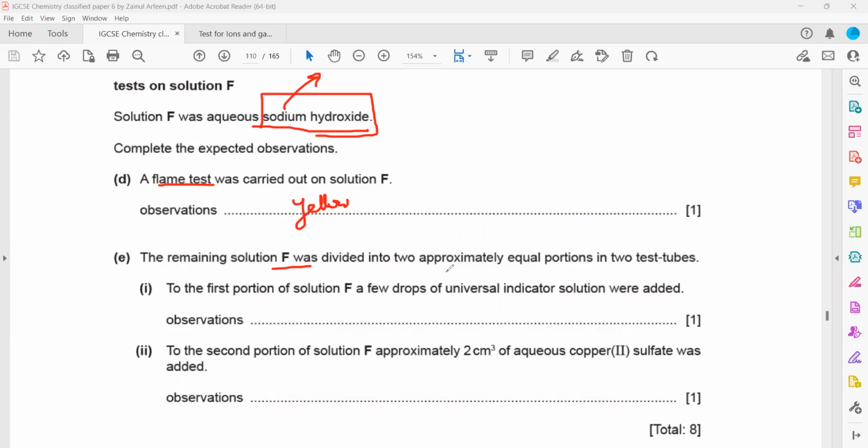The remaining solution F was divided into two equal portions. To the first, we add universal indicator. What will be the color of the universal indicator? It will be blue. Blue, purple, violet are acceptable.